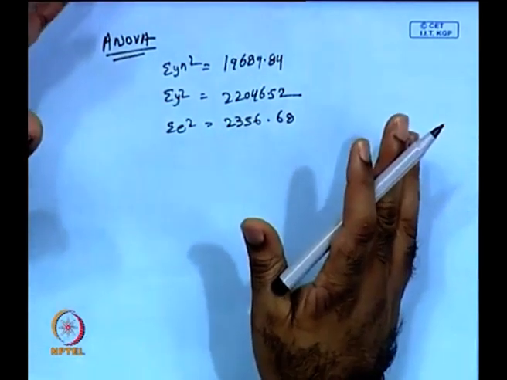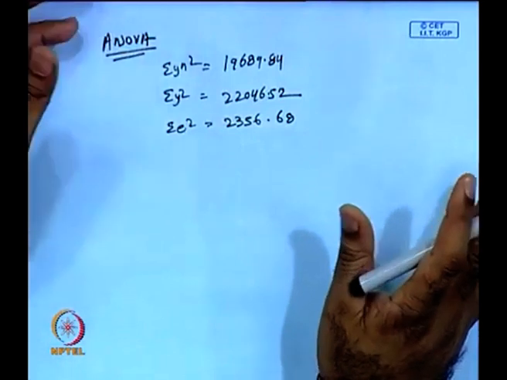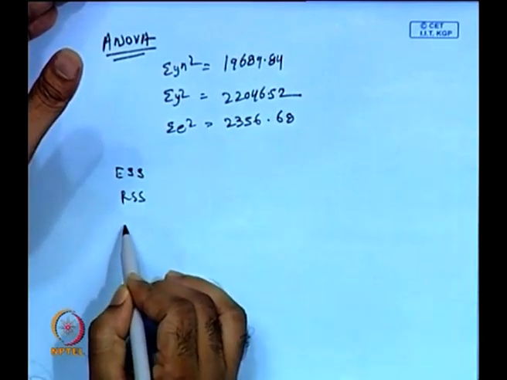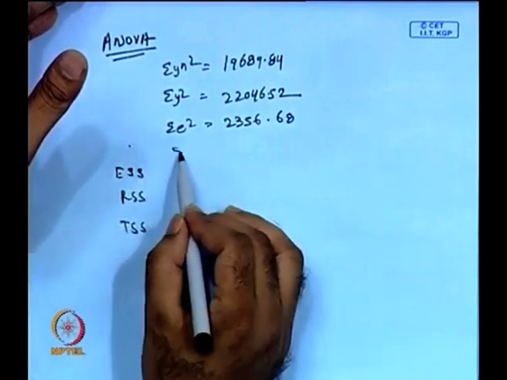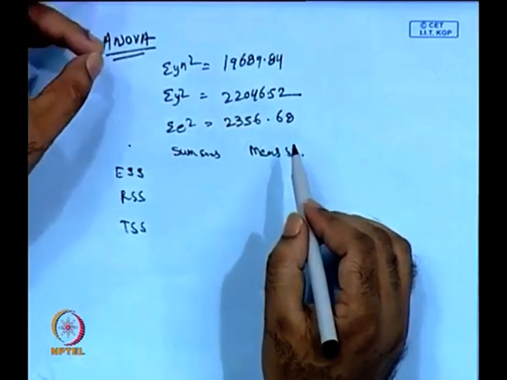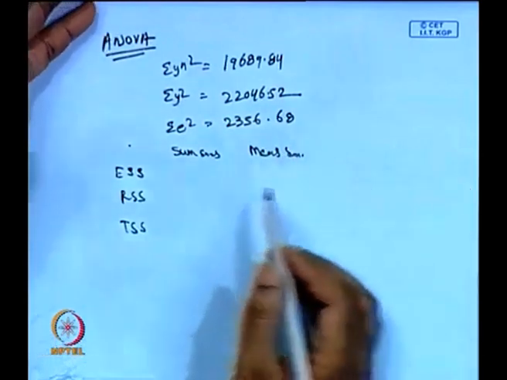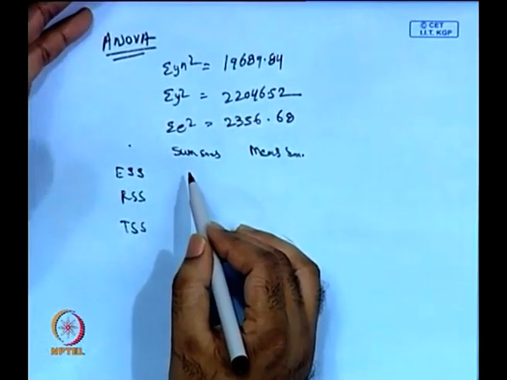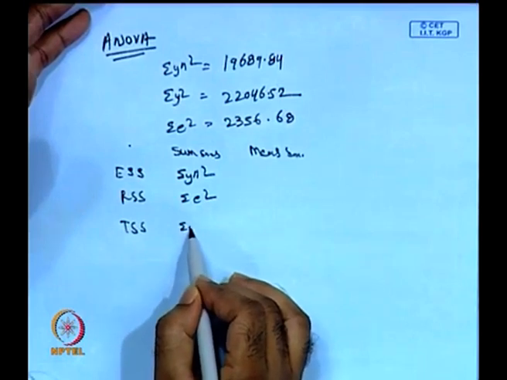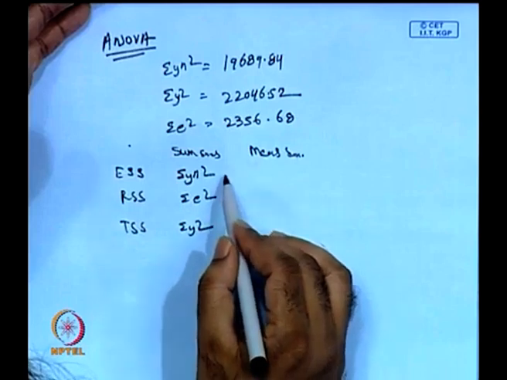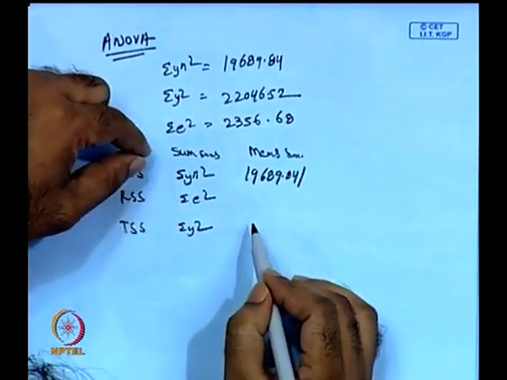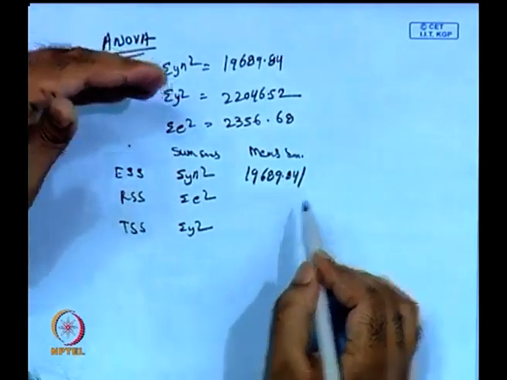Now we look at the ANOVA table. We need the explained sum of squares, the residual sum of squares and the total sum of squares, then the mean sum of squares, and of course the degrees of freedom. The explained sum of squares equals summation y hat square, then summation e square, and summation y square. The mean square is 19689.84 divided by k minus 1. So k minus 1 means 2 minus 1, which is 1.